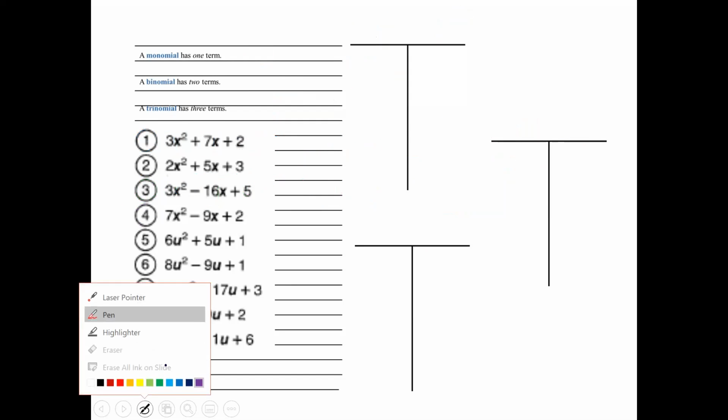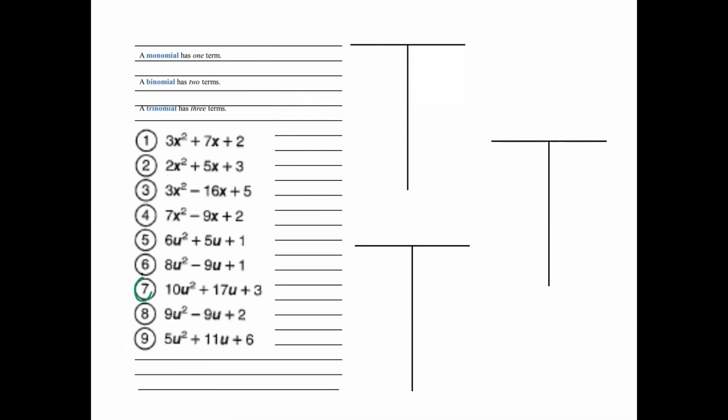All right, let's go ahead and skip over a little bit. I'm going to go ahead and try number 7. So looking at number 7 right here, you're going to take 10 times the 3, which gives you 30. Your middle number is 17. And notice everything here is positive. So remember, you want all positive numbers to be factors of 30.